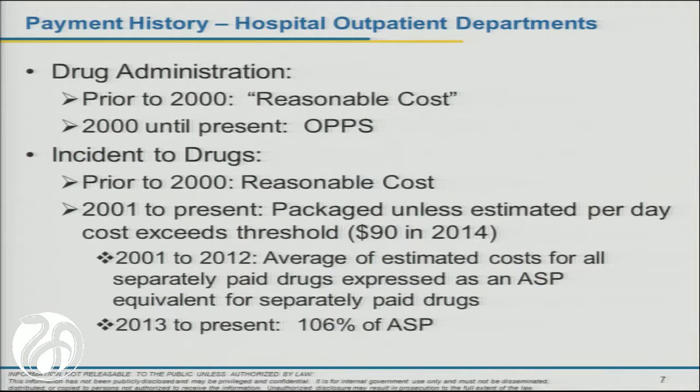Payment in the hospital outpatient department, which is the other relevant place where these services are provided. Prior to 2000, drug administration was paid on something called reasonable costs. Hospitals have these things called cost reports, very detailed, sophisticated accounting documents where they report their costs. And Medicare had a process where we would look through their costs, figure out what Medicare's share of those costs were, audit the costs to make sure that they were reasonable, as the title suggests, and then determine what share of those were attributed to Medicare patients and pay those.